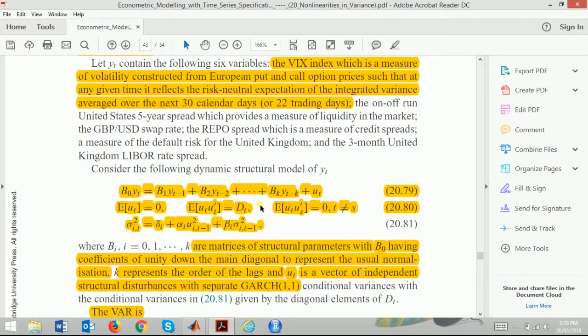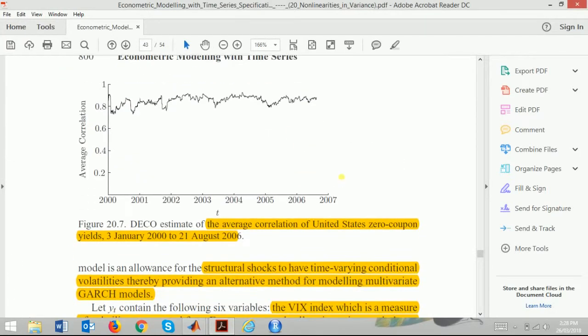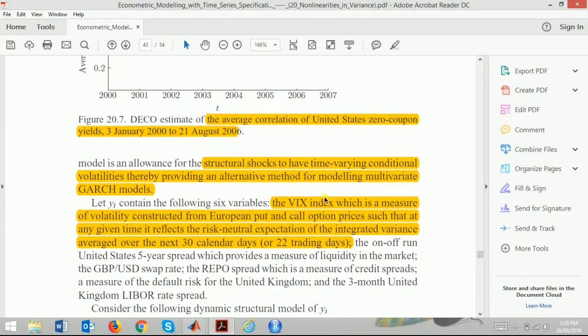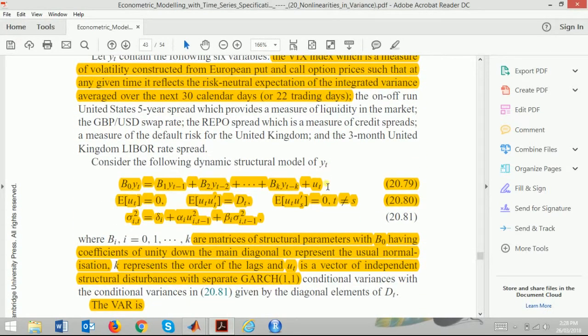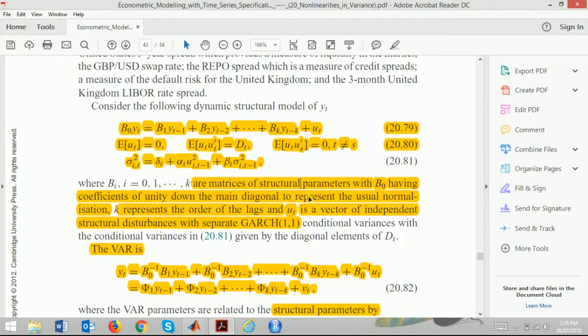Consider the following dynamic structural model of Y_t. So beta naught Y_t, beta 1 Y_{t-1}, beta 2 Y_{t-2}, up to beta K Y_{t-K}. So this is the dynamic structural model. Remember, we are talking about the structural GARCH, or SVAR model, which is an alternative method for modeling multivariate GARCH. E of u_t u_t transpose is D, and E of u_t u_s transpose is 0 when t is not equal to s, and this is our GARCH parameterization.